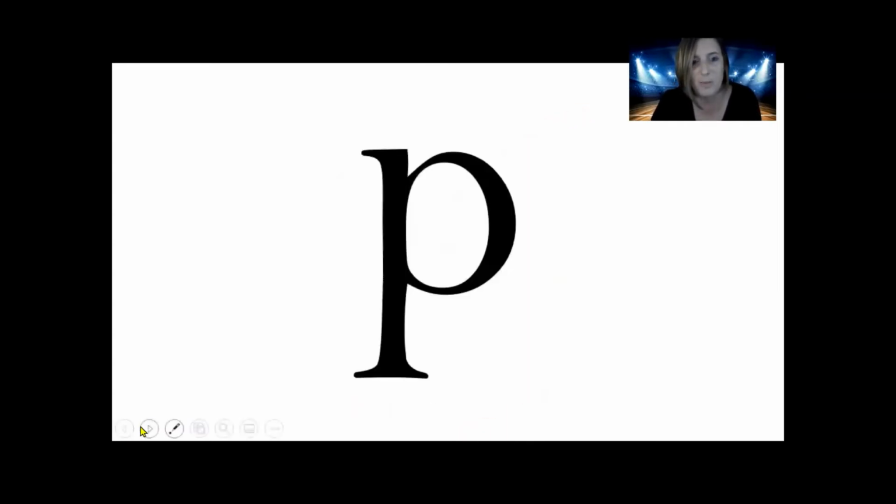You have to pay attention to where that long line is. Take a look at this one. Stand up or sit down. Hope everyone's still sitting down. Awesome job. It has a circle and it has a long line in front of it, but this long line goes past the circle to the bottom. That is not lowercase b.